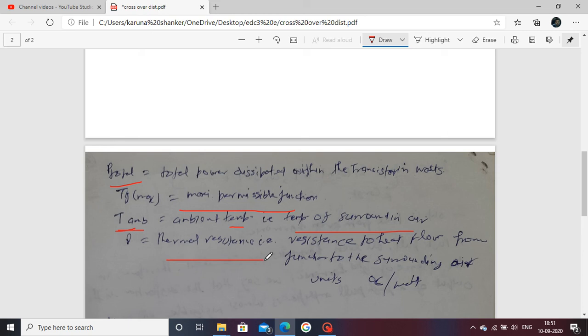Next, thermal resistance has the unit degrees centigrade per watt. What is thermal resistance? Simple: resistance is to resist the flow of current. Similarly, thermal resistance is to resist the flow of heat. That is called thermal resistance.